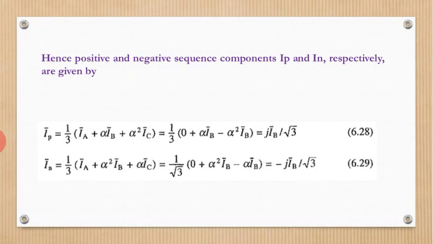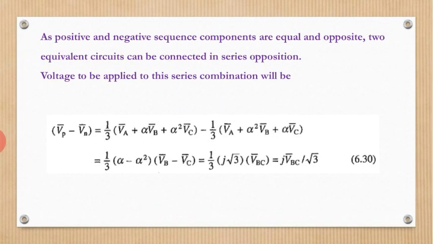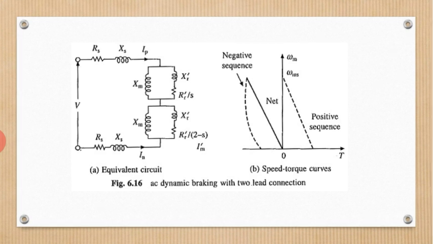So the voltage to be applied to this series combination, we will get in the next slide. So the voltage we will get here. The equivalent circuit also we can plot. I have already discussed the equivalent circuit in part 1. And here the speed torque curves are given in the figure, B is the speed torque curves.